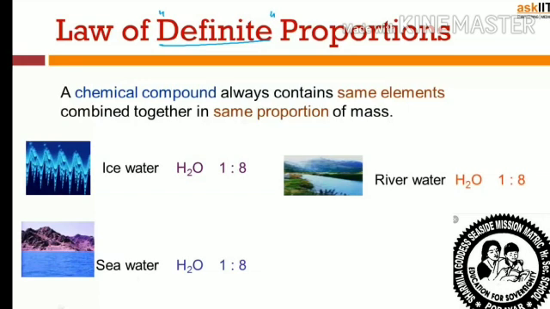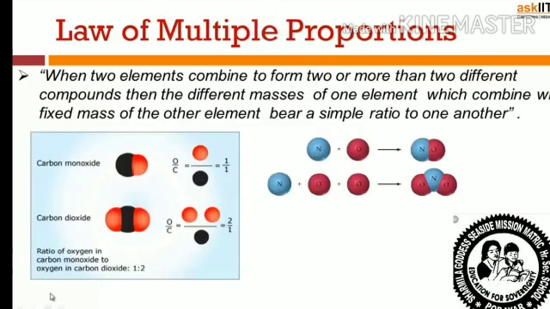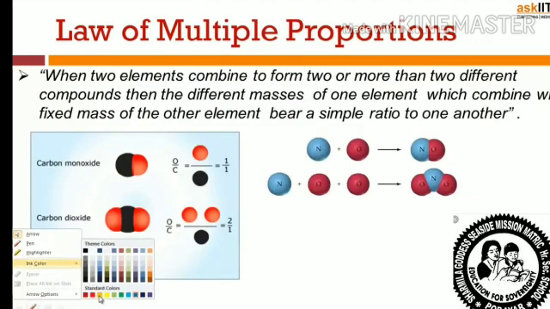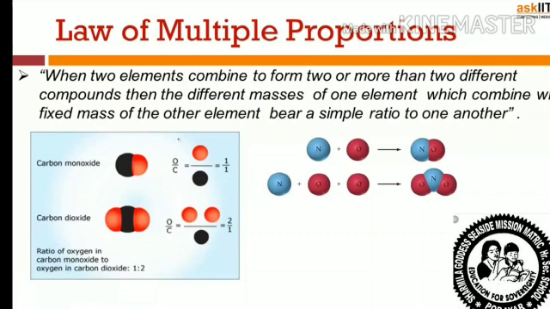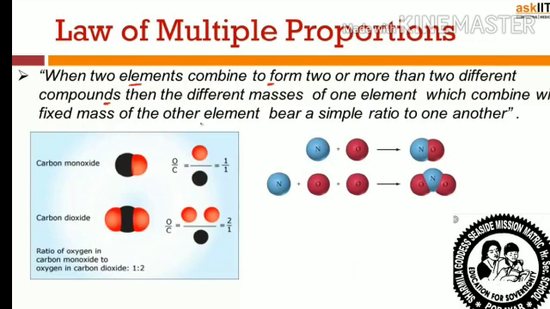Let's go to the third one, the law of multiple proportions. This law states that when two elements combine to form two or more different compounds, the different masses of one element which combine with a fixed mass of the other element bear a simple ratio to one another.